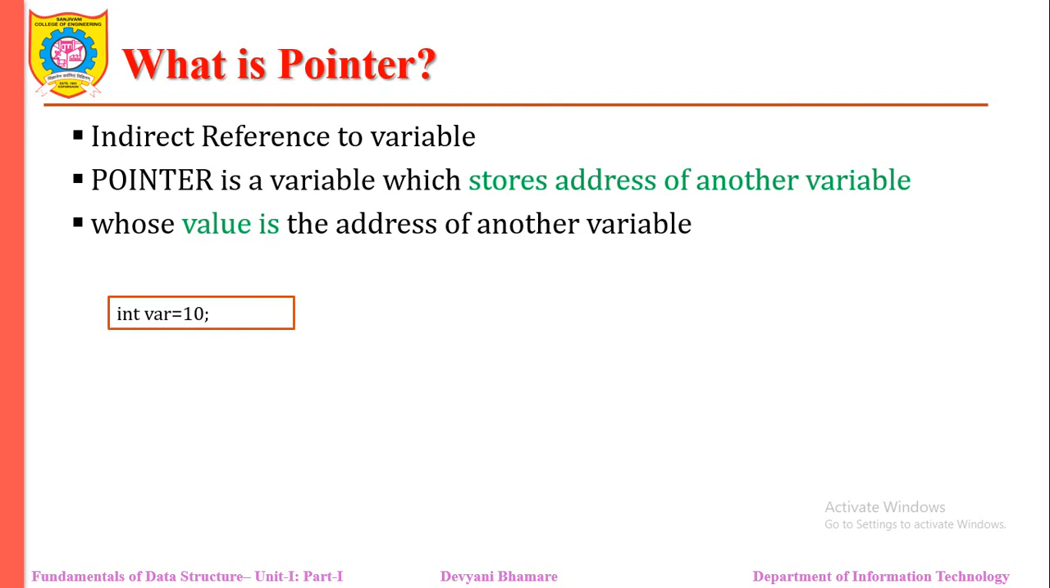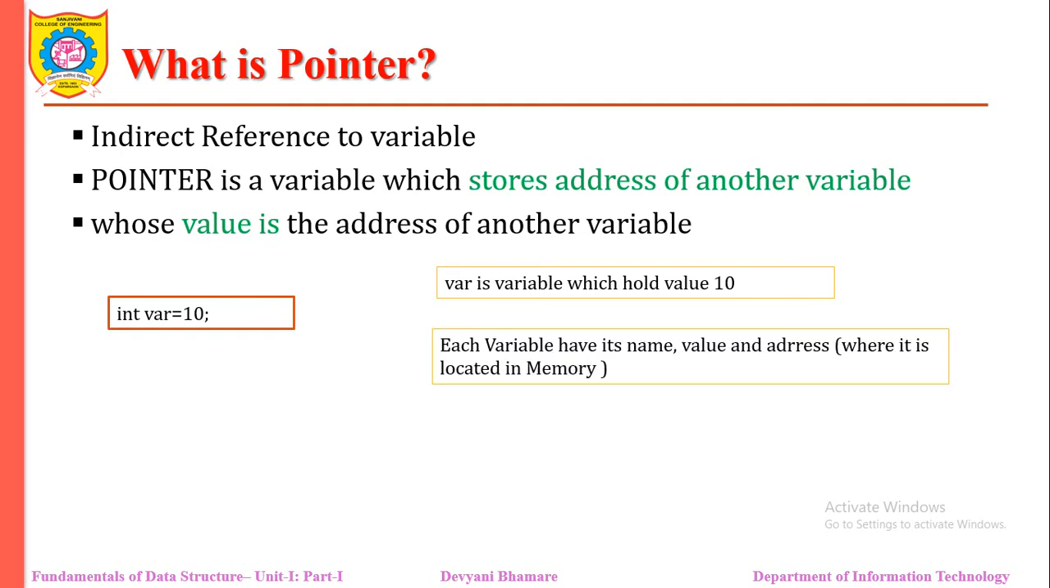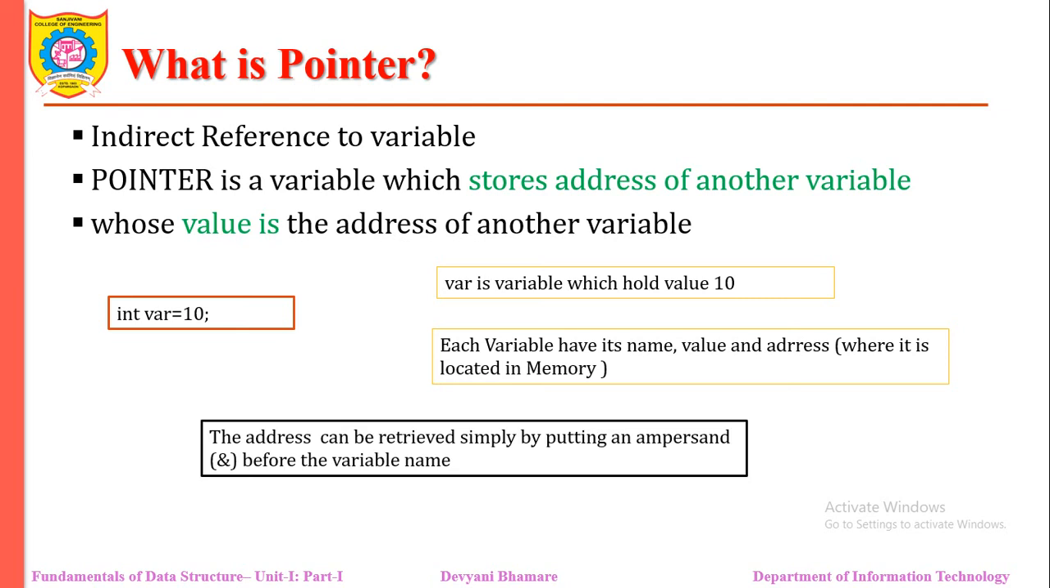For example, here is int var = 10. What does it mean? It means var is a variable which holds the value 10. Each variable has its name, value and address. That address is where it is stored or located in memory. How do we get that address? We get it with the help of the ampersand operator, also called the address-of operator. So the address of a variable can be retrieved with the help of the ampersand operator.